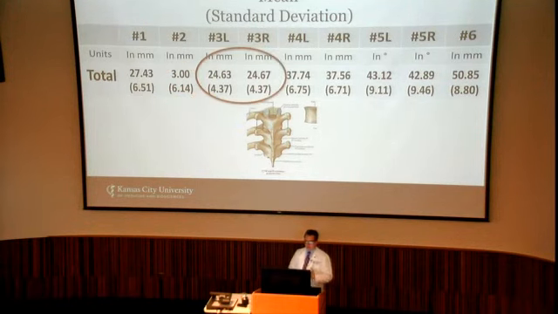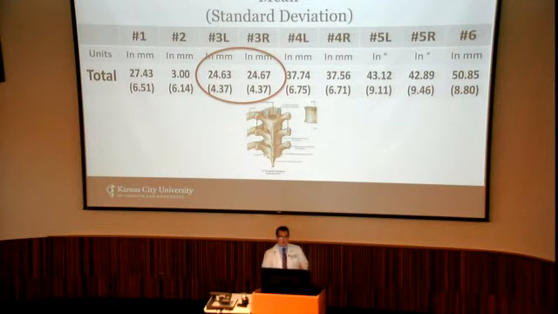The next number I'd like to point out is measurement number 3, which was transverse process on one side to the transverse process on the same side of the caudal vertebrae. Both these numbers were around 24.6, which was within 6 millimeters of 1 inch, or 25.4 millimeters.